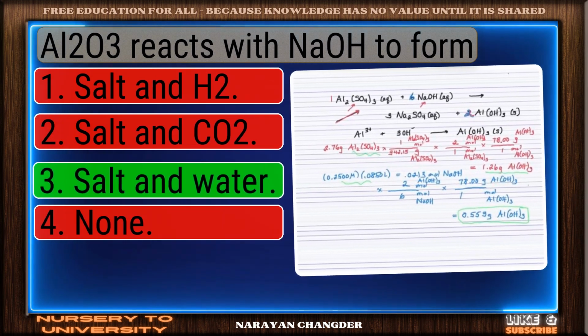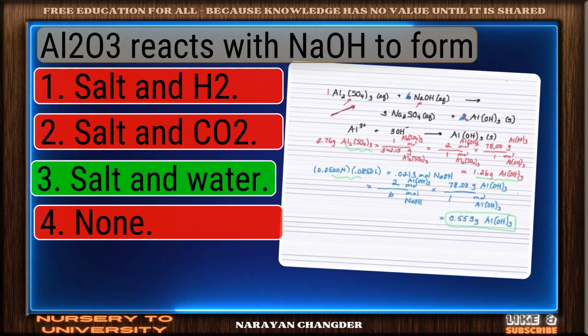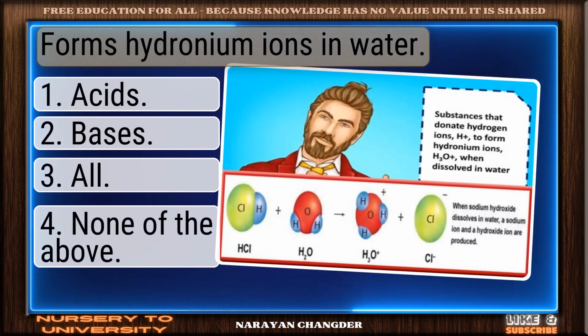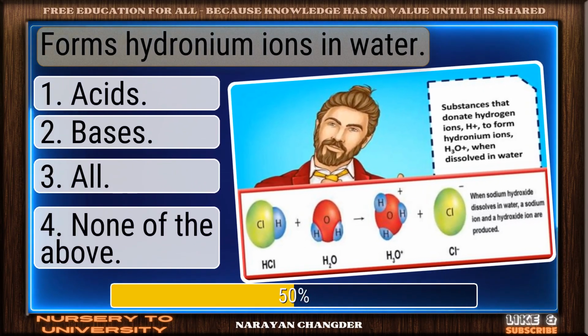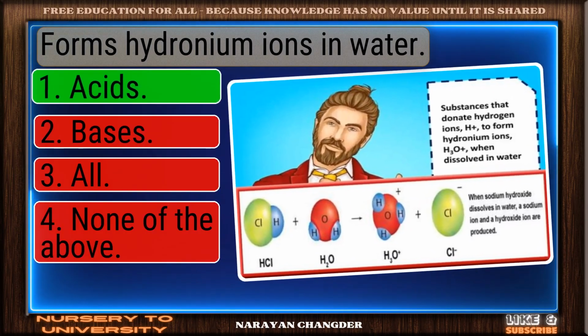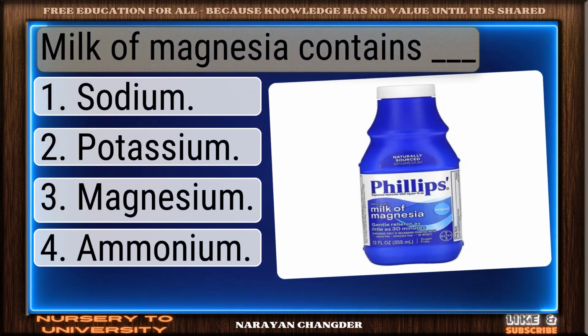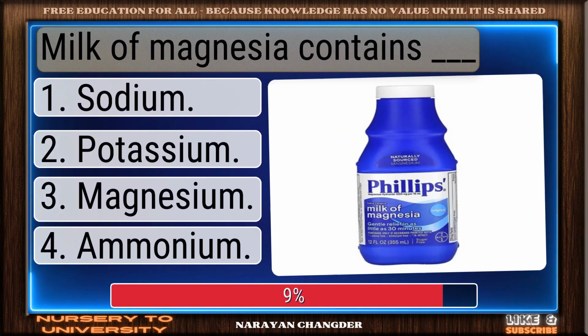Excellent choice. Salt and water is the right answer. Question number 140. Forms hydronium ions in water. Correct. Acids is the right answer. Question number 141. Milk of magnesia contains dash.